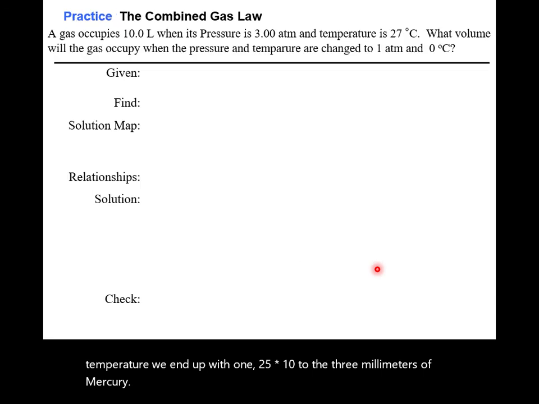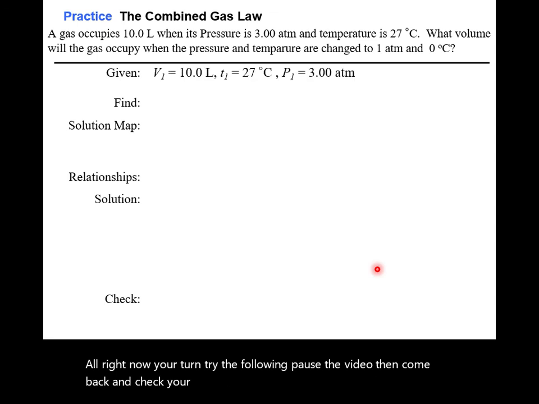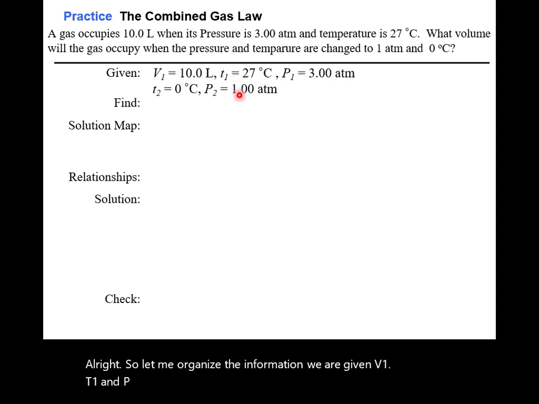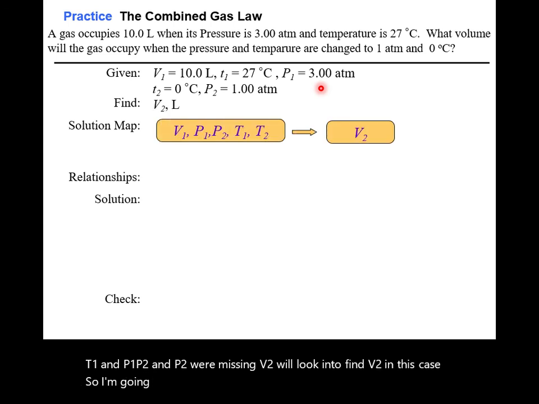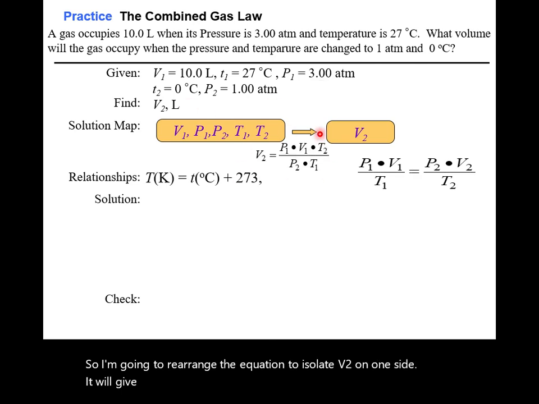All right, now your turn. Try the following. Pause the video, then come back and check your answer. All right, so let me organize the information. We are given V1, T1 and P1, T2 and P2. We're missing V2. We're looking to find V2 in this case. So I'm going to rearrange the equation to isolate V2 on one side. It will give me the following.